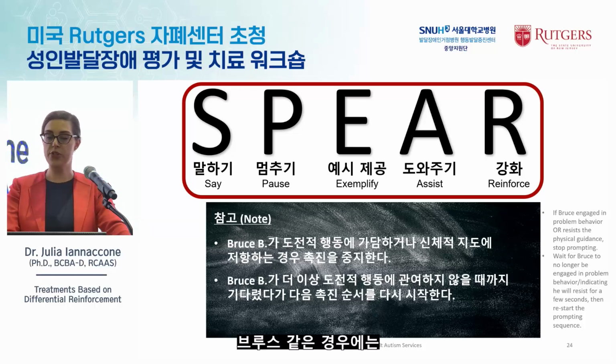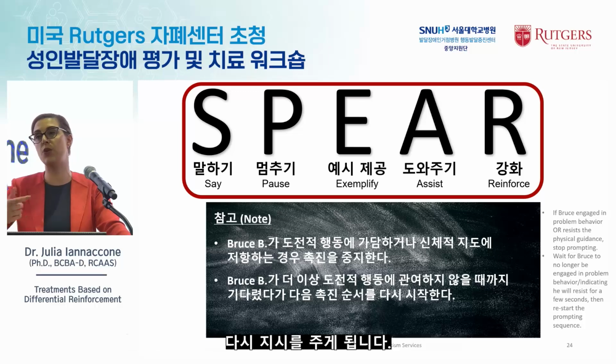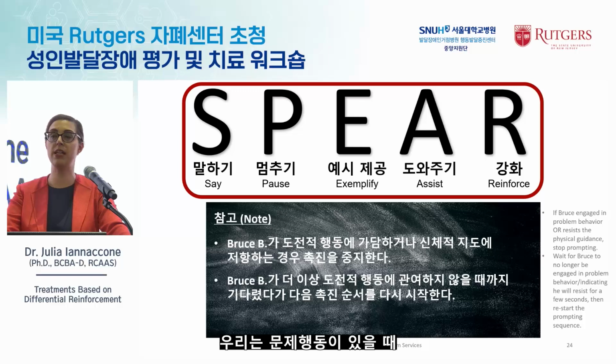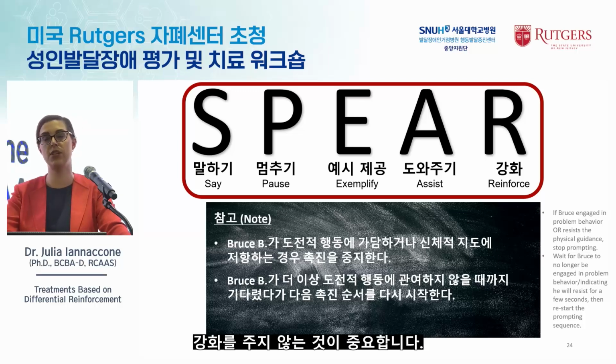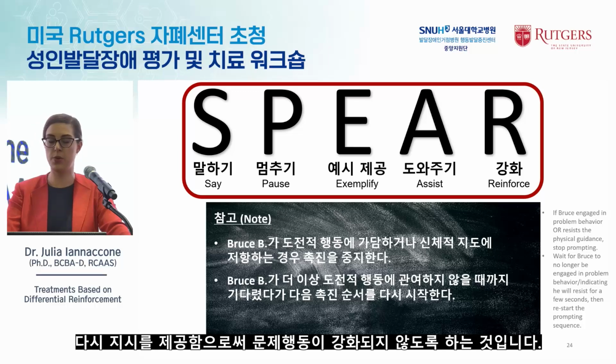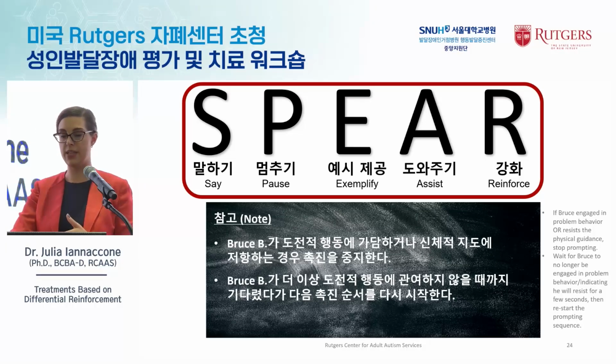So we wait for Bruce to no longer be engaged in the problem behavior or resisting before we then go back in with that instruction. Especially if we're trying to not reinforce problem behavior, it is important to go back in and provide that instruction and continue to try so that they're not getting escape. And we're not reinforcing the problem behavior. So I have a couple examples: an example of problem behavior and an example of resistance in this video.